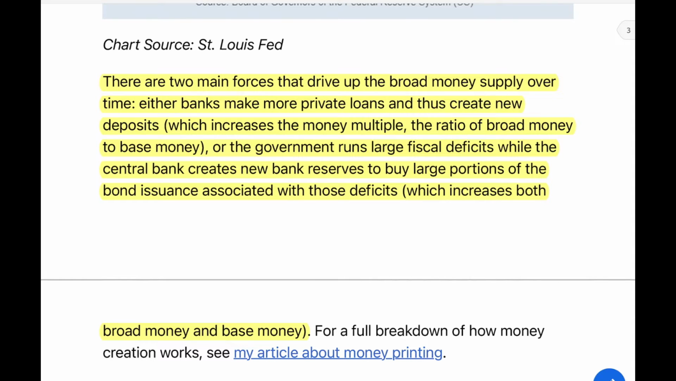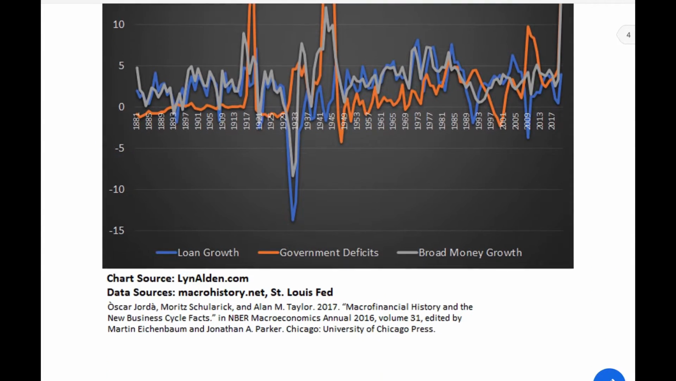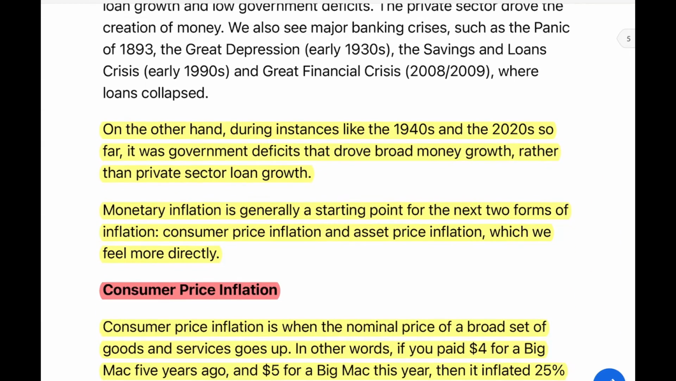There are two main forces that drive up the broad money supply over time. Either banks make more private loans and thus create new deposits, or the government runs large fiscal deficits while the central bank creates new bank reserves to buy large portions of the bonds issued associated with those deficits. Once again, a whole bunch of charts. It goes into more detail. I'm just going over the basics, not to get too in-depth into the subject.